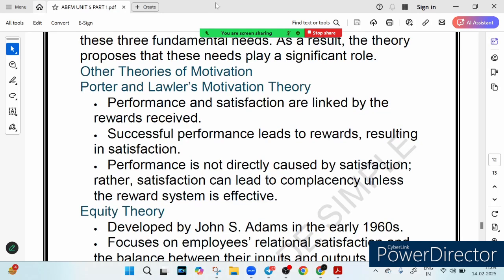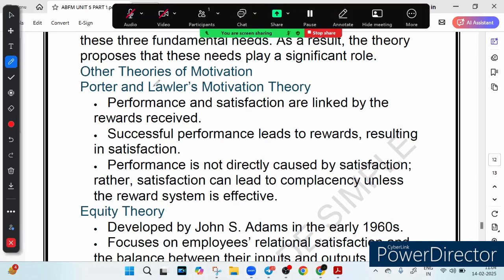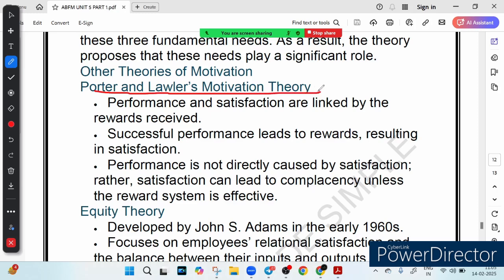And the first other theory of motivation is none other than the Porter and Lawler motivational theory. So imagine you work hard, deliver amazing results, but don't get rewarded. Would you stay motivated? No. That is exactly what Porter and Lawler explain. So what do they say? They say that performance will give reward, and reward will give satisfaction.